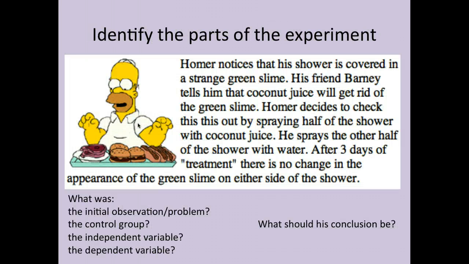Okay, we're going to look at some more examples of just being able to recognize the observation of the problem, the control group, the independent variables, and so on. So take a moment and read about Homer, and then we'll go over all of these together.